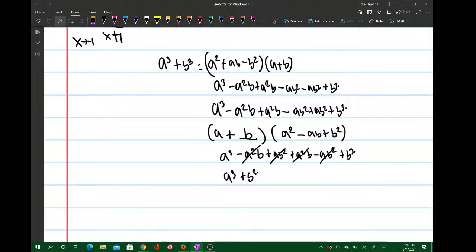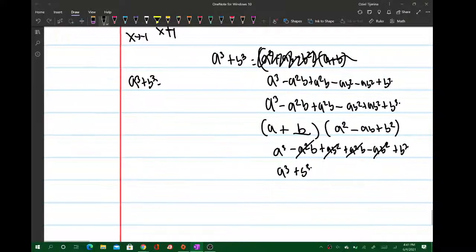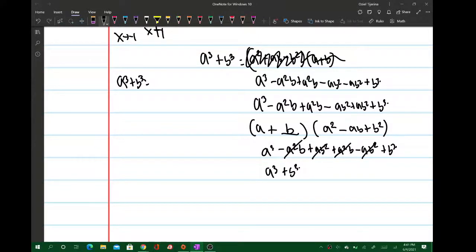Actually, I almost had it. It's not this. So a cubed plus b cubed is equal to a plus b times a squared minus ab plus b squared. Okay.